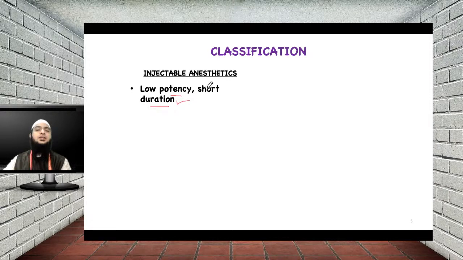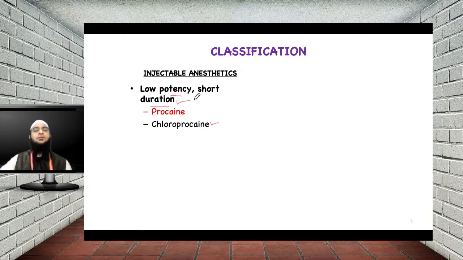So we'll see at least two examples in each category. For the low potency, short duration of action, the first example is procaine, and the second example is chloroprocaine. So these drugs belong to the category of low potency and short duration. If it is a minor procedure which requires a very short duration to perform, then a low potency, short duration drug can be used.